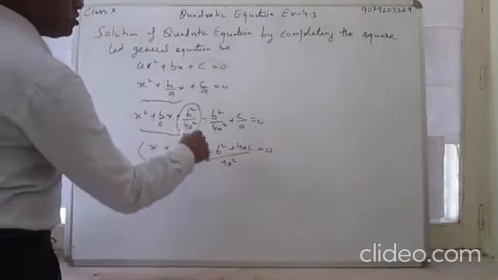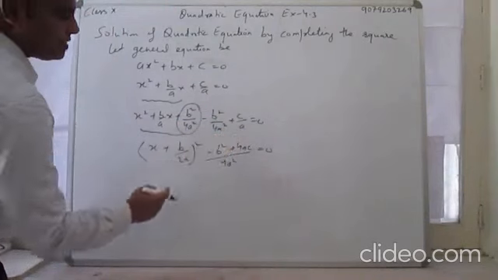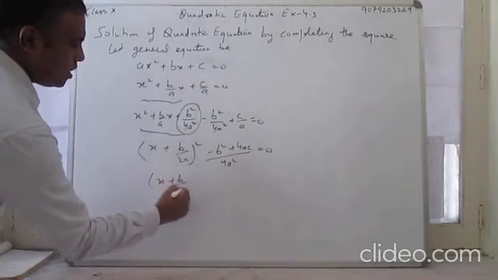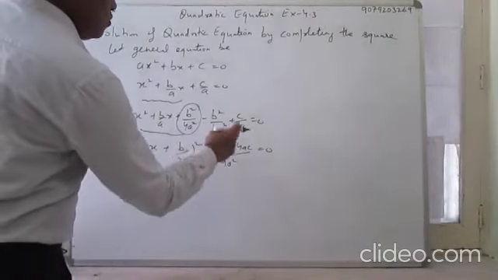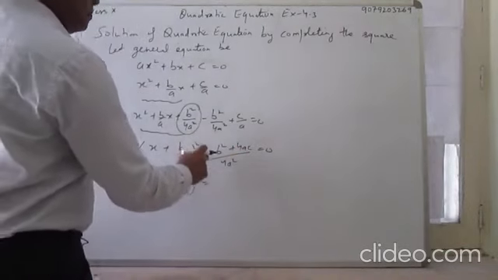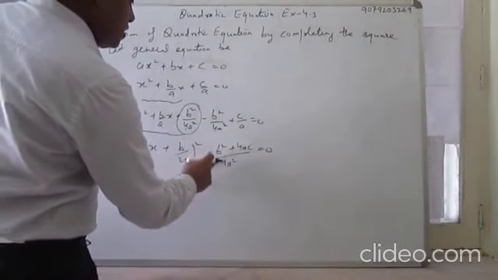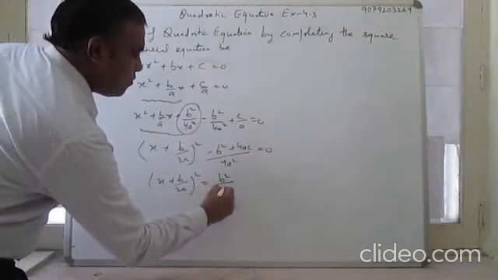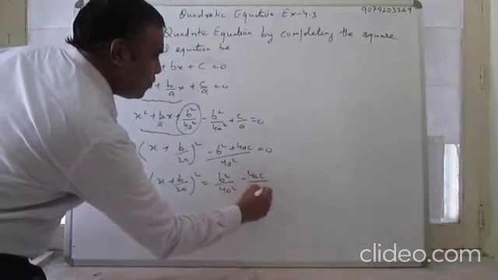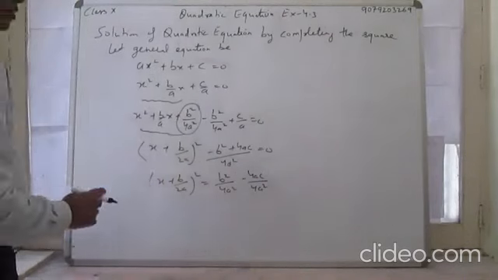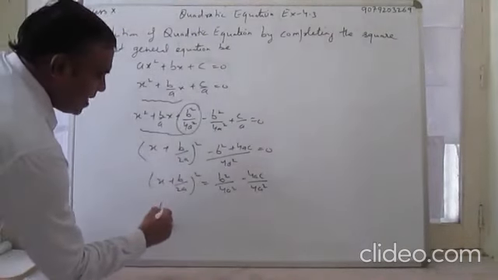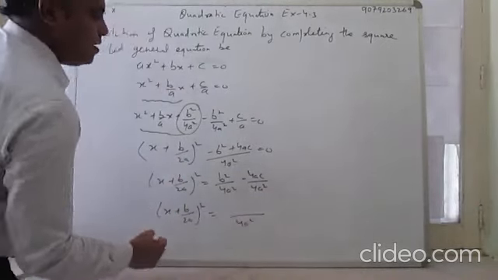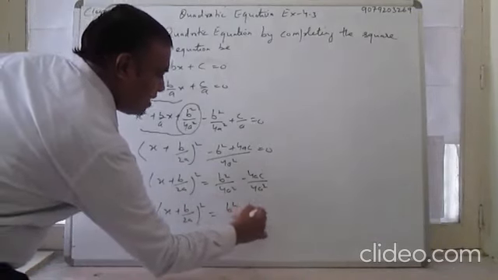Now transpose this to that side, what will happen when you take it there? So x plus b upon 2a whole square, when this goes there, minus becomes plus, and plus becomes minus. You can write it in this way: b square upon 4a square minus 4ac upon 4a square. Now x plus b upon 2a whole square is equal to b square minus 4ac upon 4a square.